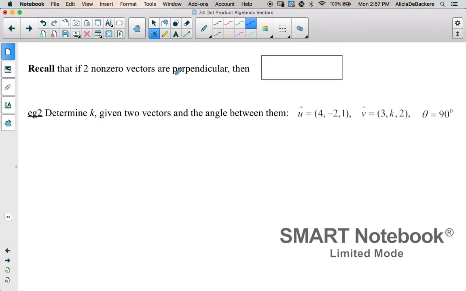Okay, next example. Before we get into the next example, we need to remember that if I have two non-zero vectors that are perpendicular to each other, right, that's going to tell me that I've got a 90-degree angle, then what do I know about the dot product? I know that the dot product is equal to 0.